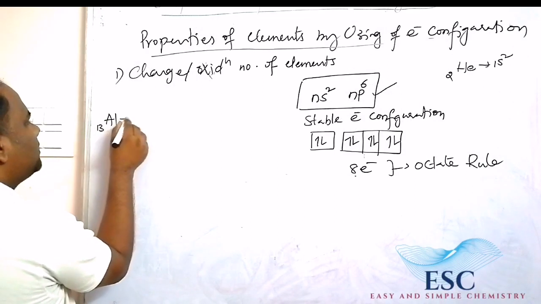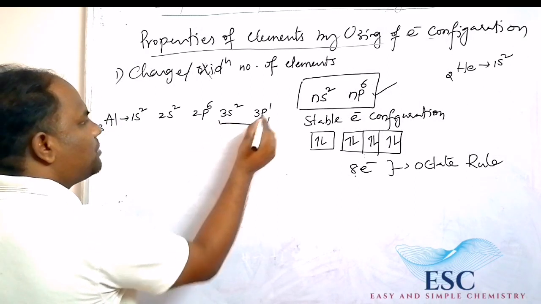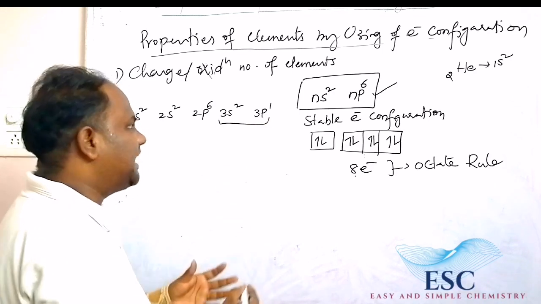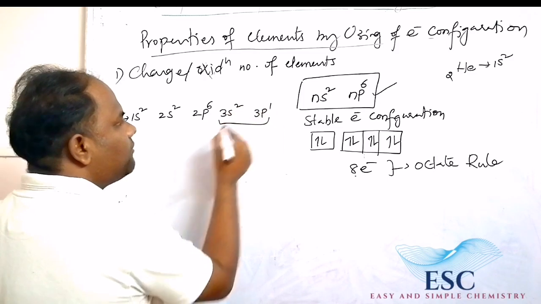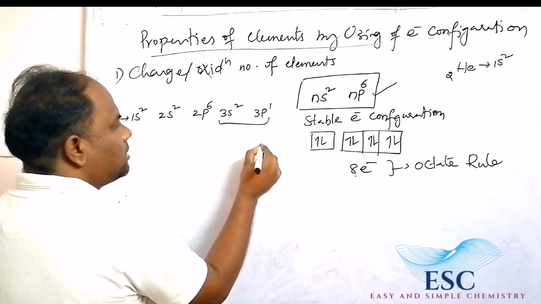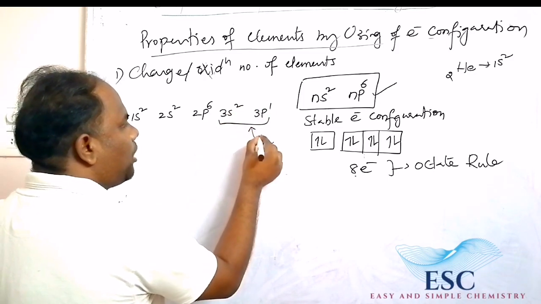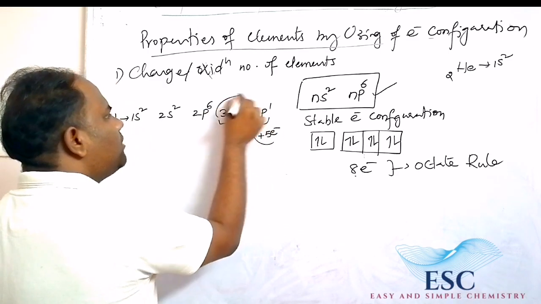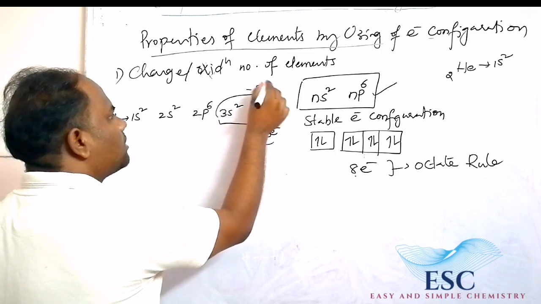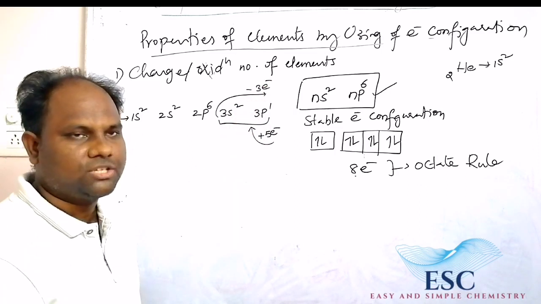Aluminium, atomic number 13. Which orbitals are valence orbitals? Already we know that the 3s2, 3p1 orbitals are valency orbitals. How many electrons are here? 3 electrons. 3 electrons means it requires how many electrons? 5 electrons are required, or removing these 3 electrons. Which condition is the favorable condition?